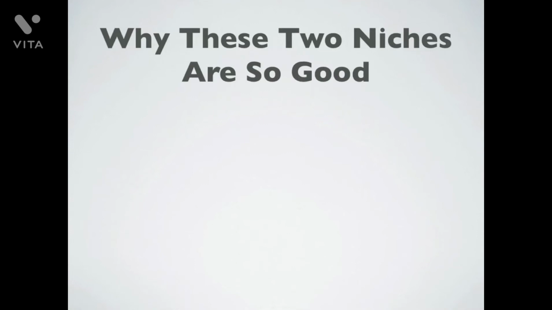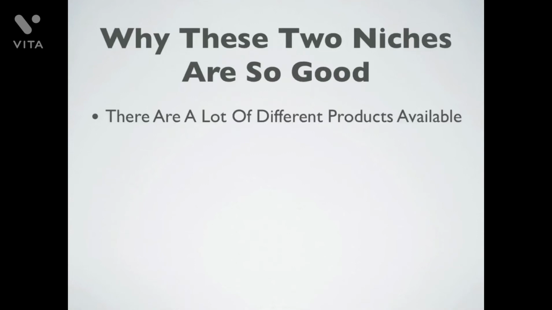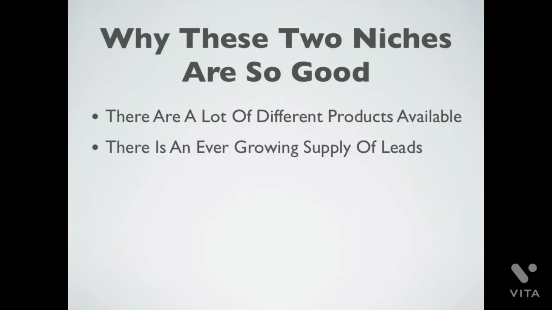And the reason for that is there are a lot of different products available. Like if we continue to scroll through the listings at ClickBank, you're going to see that there's a lot of products in the internet marketing and make money niche. Okay? There's also an ever-growing supply of leads. Hundreds, if not thousands, of new people come in every single day onto the internet that are looking to make money or to get into internet marketing or to improve their internet marketing. There's a lot of people out there looking for this information.